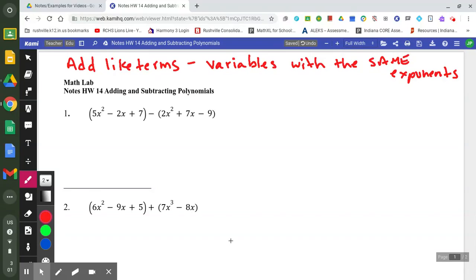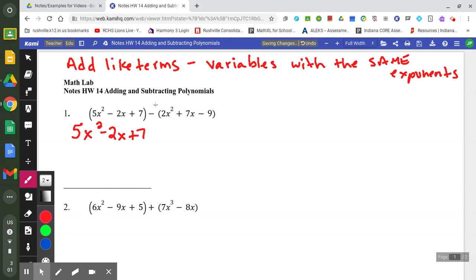On homework 14, we are going to be adding and subtracting polynomials. And to do that, you have to add like terms. And like terms, the variables will have the same exponents. That's how you'll know that they are like terms. So the first thing I'm going to do is rewrite the first set of parentheses without the parentheses.